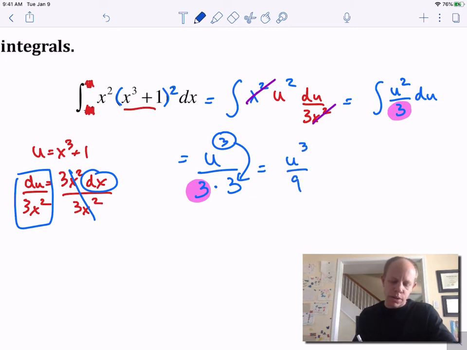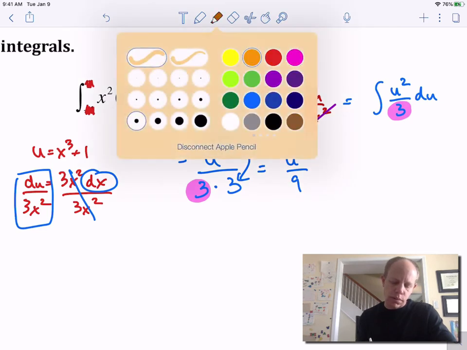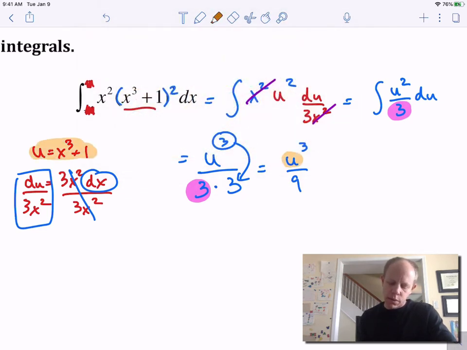And now we are going to back substitute. So u was x cubed plus 1. So that u right there is going to become x cubed plus 1. Okay, so right there, we're going to back substitute. And so we have x cubed plus 1 cubed over 9.